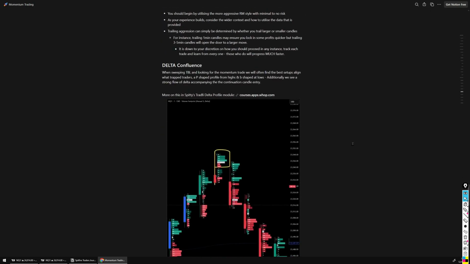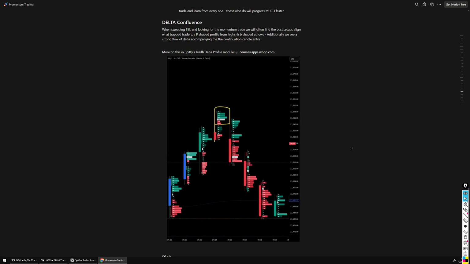Okay, next is a little bonus of Delta Confluence. When we're sweeping time-based liquidity and looking for the momentum trade, we will often find the best setups aligned with trap traders. So a P-shaped profile for highs and a B-shaped profile for lows. Additionally, we see a strong flow of accompanying Delta. Like Spitty said before, you want to be trading with the aggressive traders.